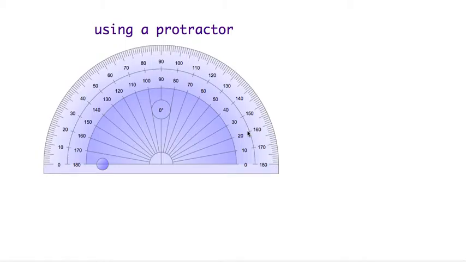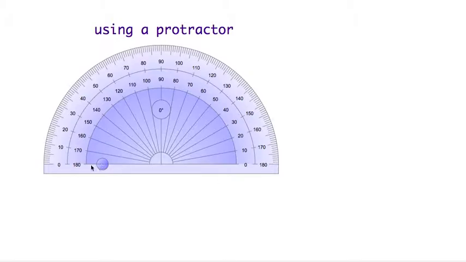This lesson is all about using a protractor and measuring specific types of angles. I have put a protractor on my screen. This is a half circle protractor. Sometimes it will be a whole circle protractor, but for the most part, we'll be talking about using a half circle protractor. The protractor has numbers along the inside and along the outside.